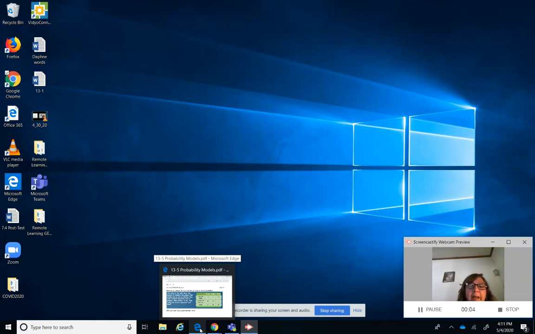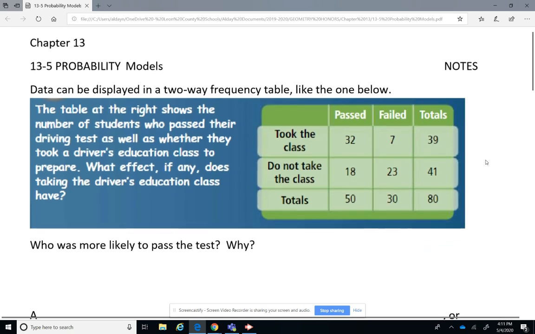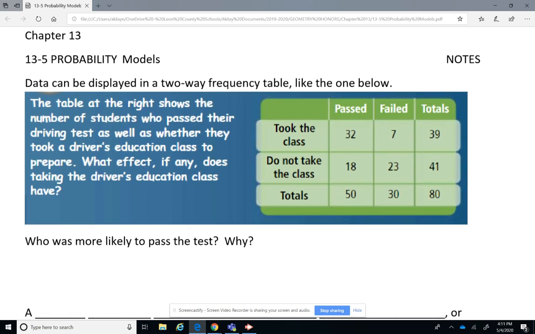This is going to be your last new lesson for Geometry Honors, okay? And so this should be Tuesday, May the 5th. And we only have 2 problems to do. So it's going to be a real short lesson. All right, let's get started.